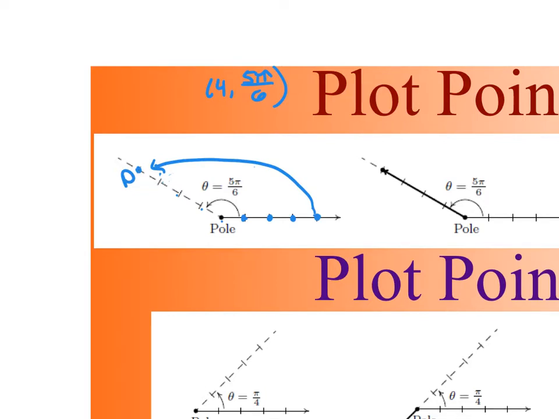Can a radius be negative? Definitely. So what if I did -4 and I wanted to end up in the same place? Well, -4 means that you're going to the left, and I want to rotate this way. Well, that would be negative, so that would be negative pi over 6. Those are both coterminal.